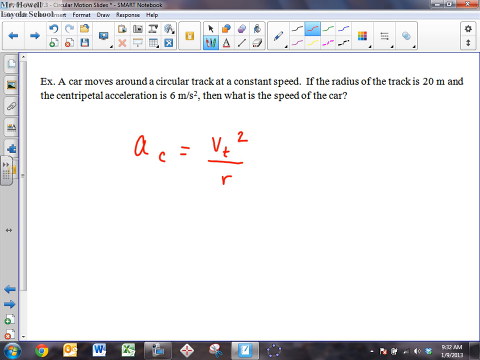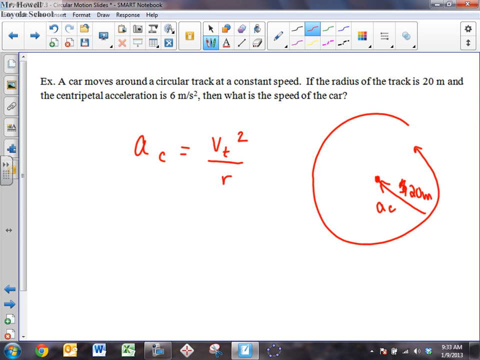Now, remember, first of all, think about a diagram in your head. Here's a circular track. There's a car moving around the track. Here's the center of the track. Here's the radius. The radius length is, oops, not 5, but 20 meters. Okay? Remember, the acceleration is centripetal. Remember, centripetal means center seeking. So if we wanted to draw our acceleration, it is aimed toward the center always.